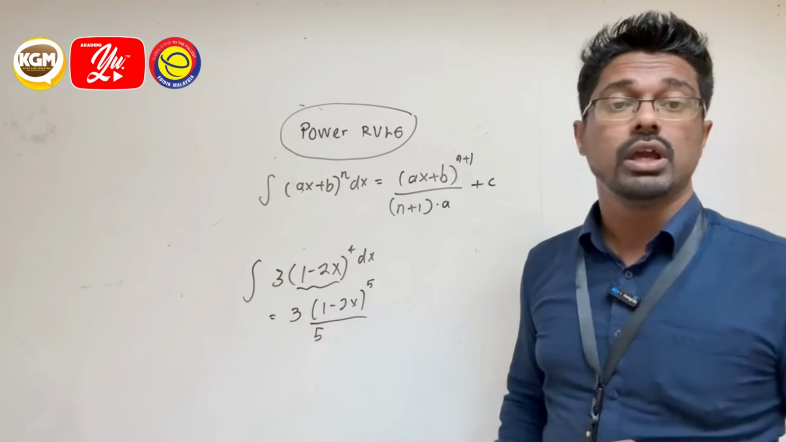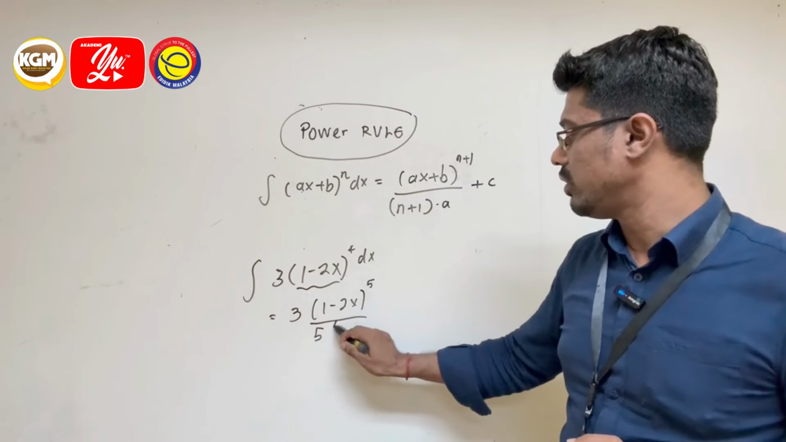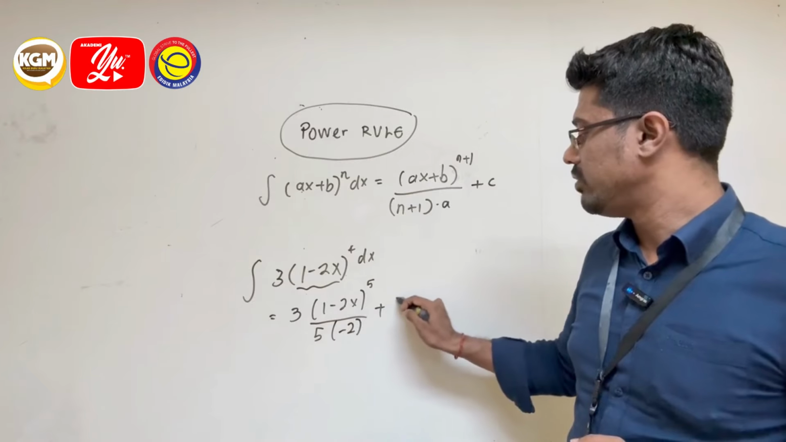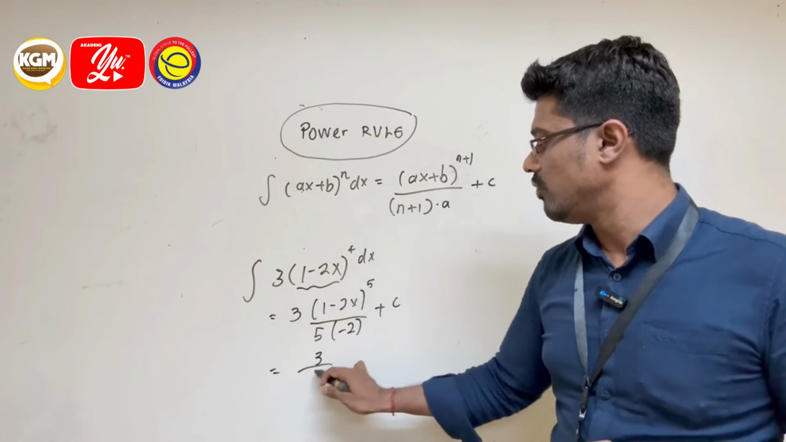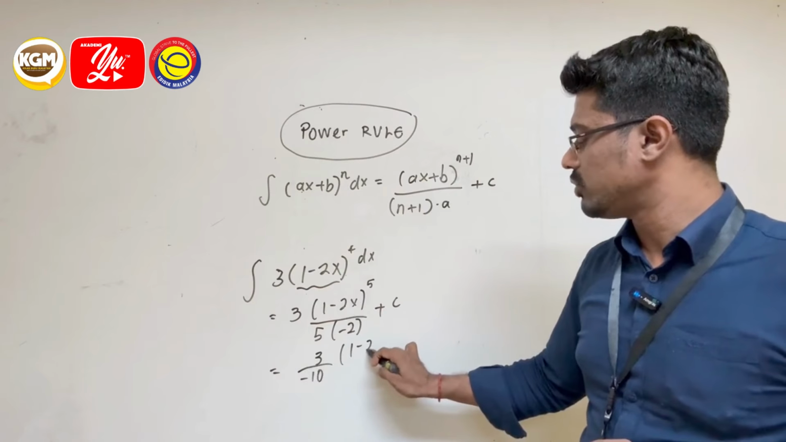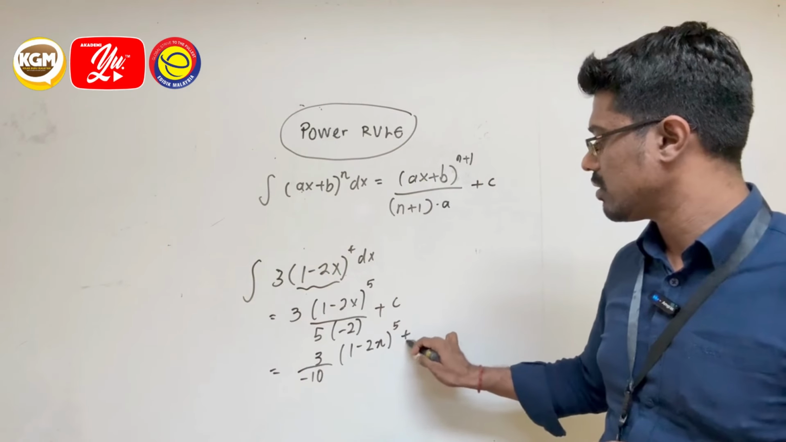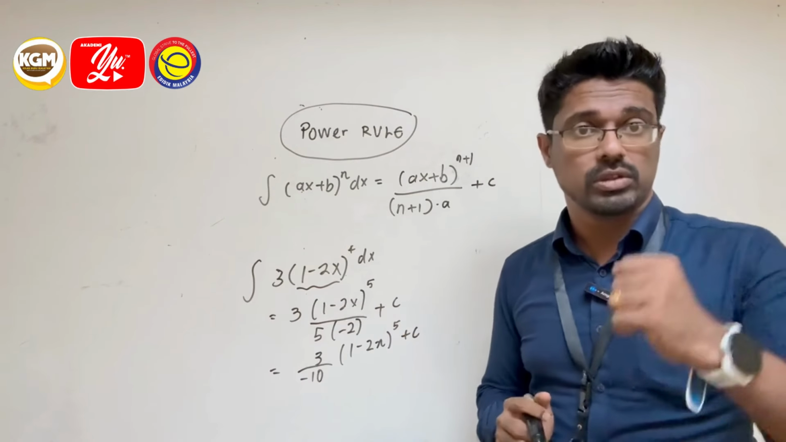So differentiate 1, you get 0. Differentiate negative 2x, you get negative 2. And then of course you tidy it up. This one cannot cancel. So 3 over negative 10, (1 minus 2x) power 5. Hope you are clear with that. Shall we see some more examples?